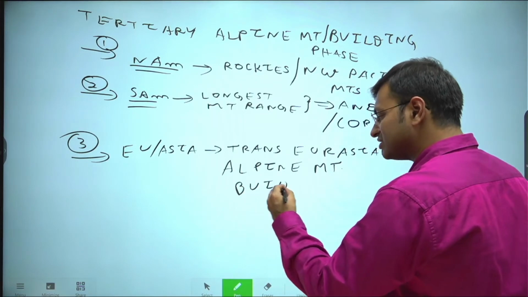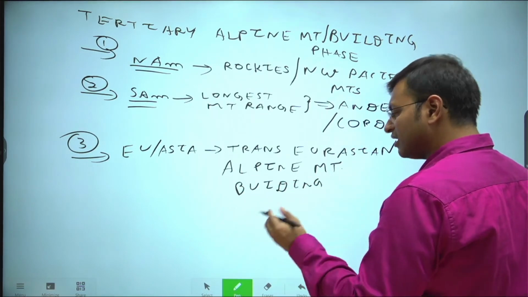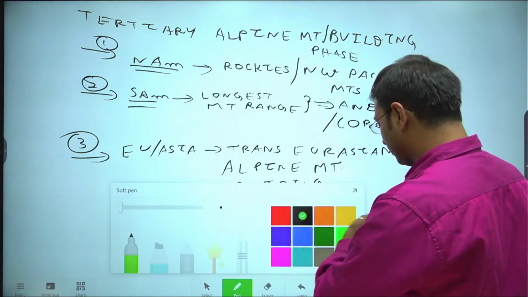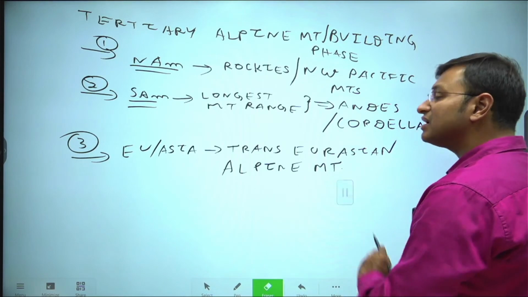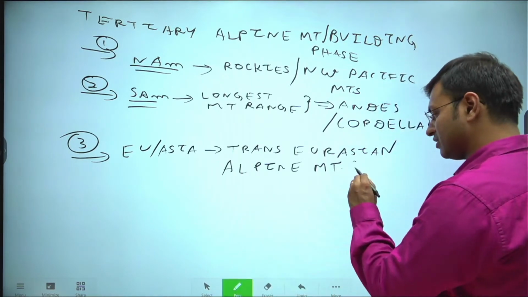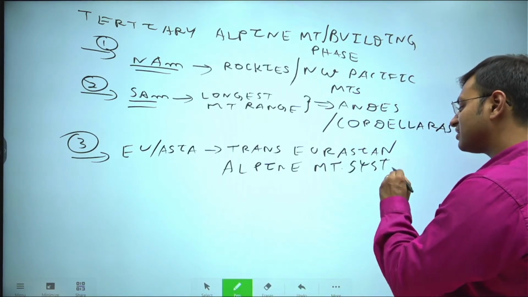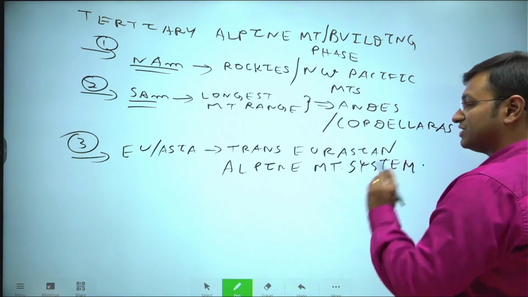The Trans-Eurasian Alpine mountain building, or Trans-Eurasian Alpine mountain system. So let's not write it down as a building. Quickly, the Trans-Eurasian Alpine mountain system. This is one complete system which spans from Europe to Asia.